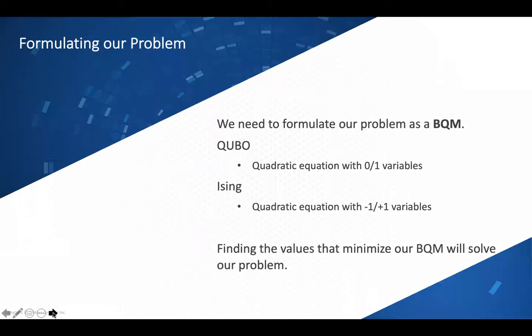We need to formulate this problem as what is called a binary quadratic model, or BQM, which is D-Wave's name for a unification of two different models that hopefully some of you have seen before, and if not, that's okay too. One is called QUBO, which stands for Quadratic Unconstrained Binary Optimization, and that is a quadratic equation in binary variables with zeros and ones. In other words, we might assign blue to 1 and red to 0.